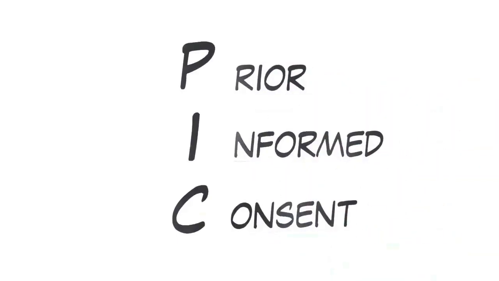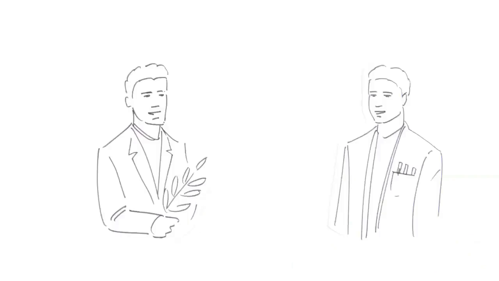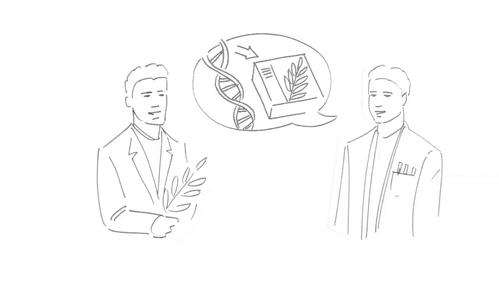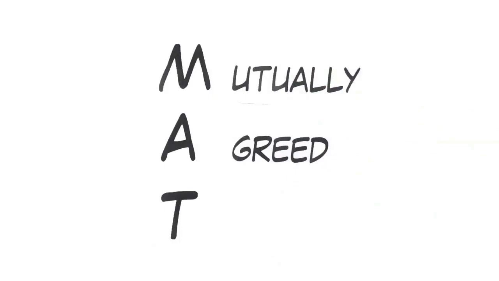In accordance with national legislation, a PIC, a prior informed consent, needs to be obtained from the providing country. The PIC request should outline the nature and the intended goal of the planned research and utilization. The MAT, the mutually agreed terms, will then define the benefits for the provider of the genetic resource as well as further contractual issues.